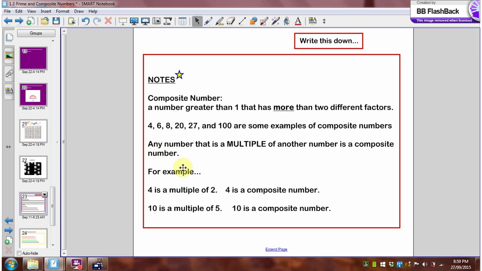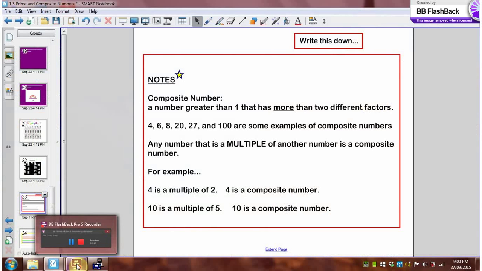So for example, 4 is a multiple of 2 because 2 times 2 gives you 4. Therefore, 4 is a composite number. 10 is a multiple of 5. Therefore, 10 is a composite number. Okay, so pause the video until you have all that written down. Just remember, prime numbers only have two factors. Composite numbers have more than two factors, or many curves on their factor rainbow. Pause, and when you come back, we'll be ready to move on.